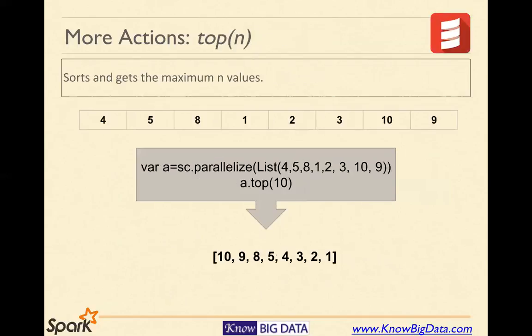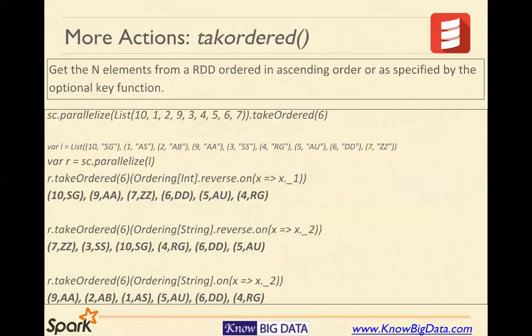We can get the top n elements. It basically sorts the values and gives you the highest 10 records. And sometimes you may want to specify your function, on the basis of which you want to define the criteria. For example, here we are saying give me the reverse ordering on this. So you can order the data by your choice here, and then retrieve the results. So that's how you can achieve the top n numbers.